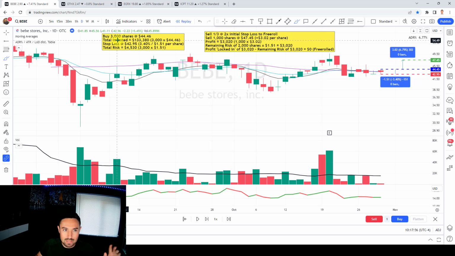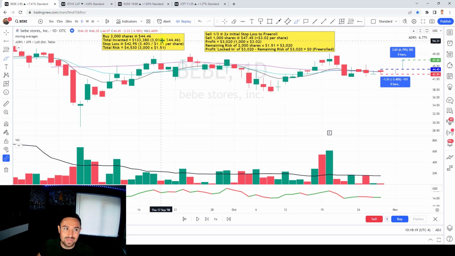So imagine here, I've split this into two parts, the initial part of the trade and then the free rolling part of the trade. So let's say I buy 3,000 shares at $44.46, a penny above here, and we're going to get onto the limit on the next one. I want to keep it as relatively simple as I possibly can at the minute. So my total invested is $133,380. How? Because it's 3,000 shares times 44.46.